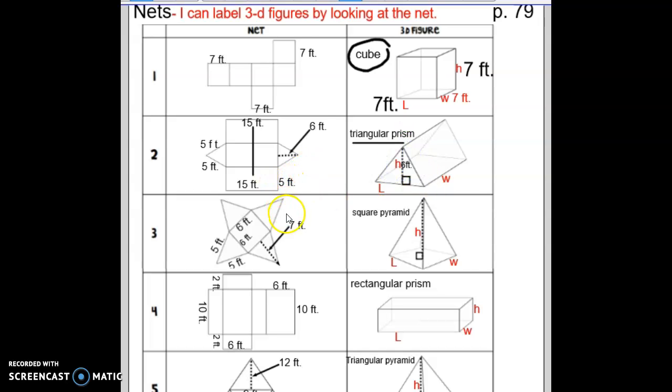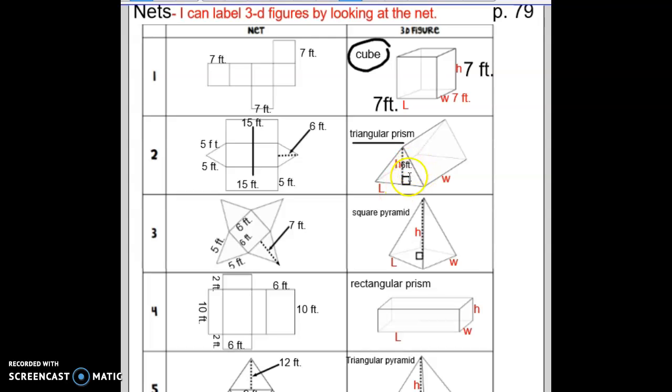Okay, now what you'll notice, there are 2 other measurements given in the net. One is 15 feet. Notice that that is the long distance from this front triangle to the back triangle. So that's going to be our width when we label it in just a moment. And then the other dimension that is given is 5 feet. And you'll notice that 5 feet is one of the sides of the triangle, which would be considered the length of the triangle.